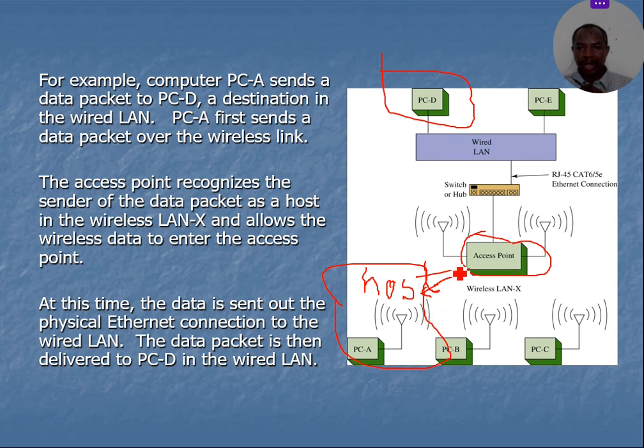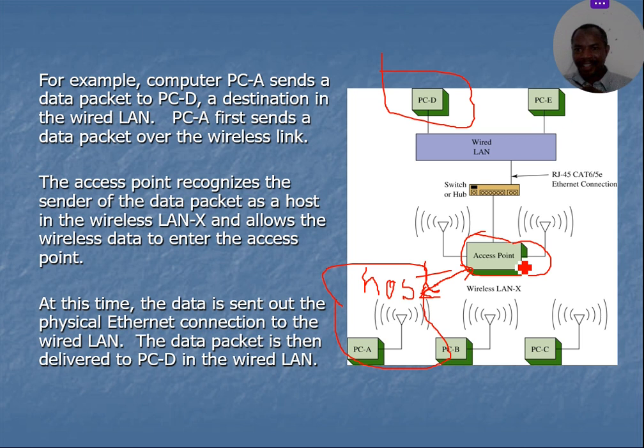So there's already a link that is already established. The access point recognizes this PCA as a host, and it will allow this host to bring whatever it has. It says, "Bring it on, okay, bring it on. What is in it?" It's like a post office. The access point is like a post office.